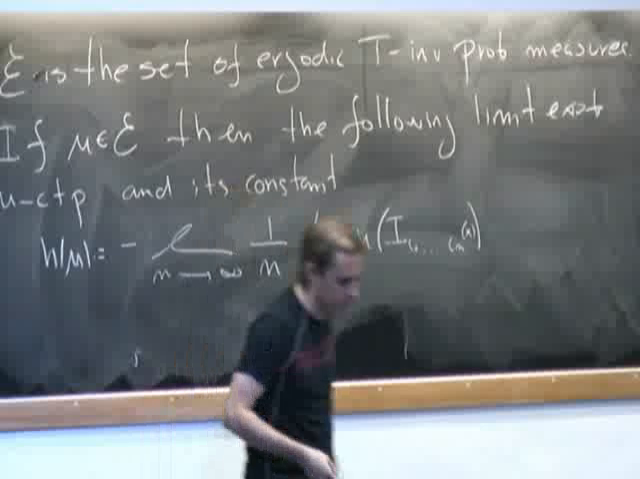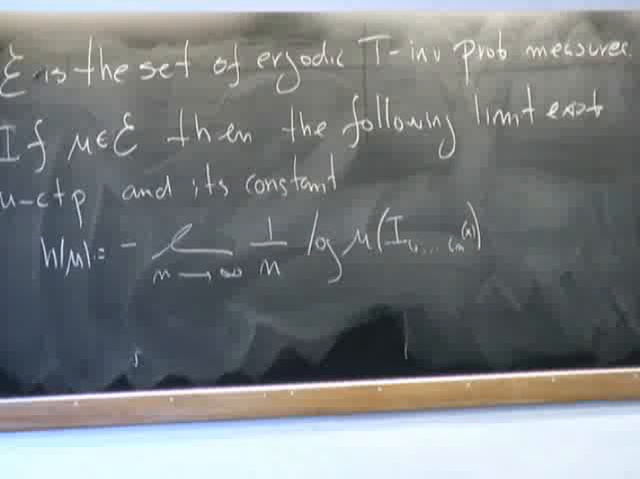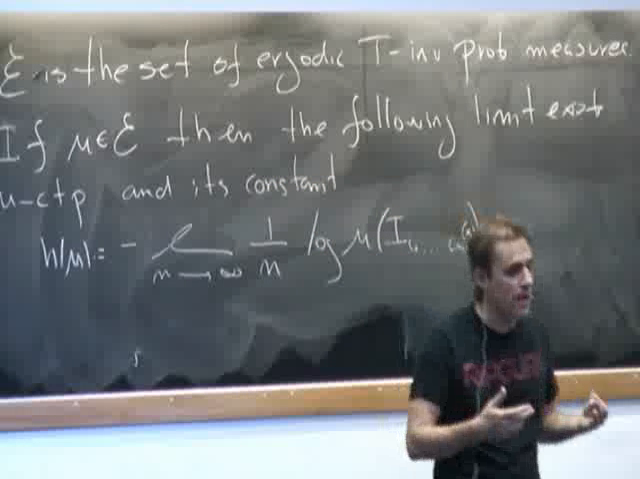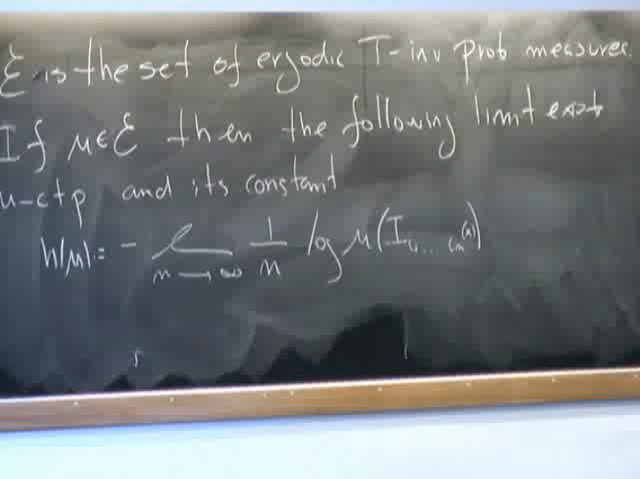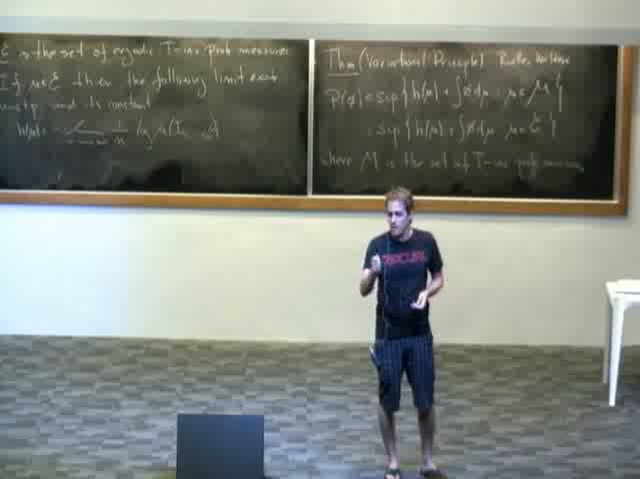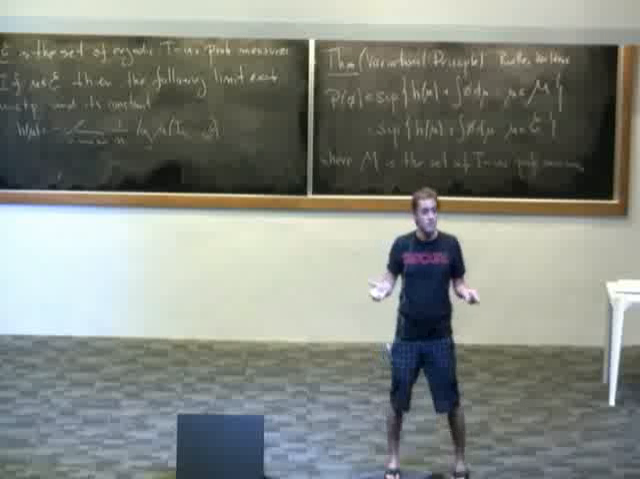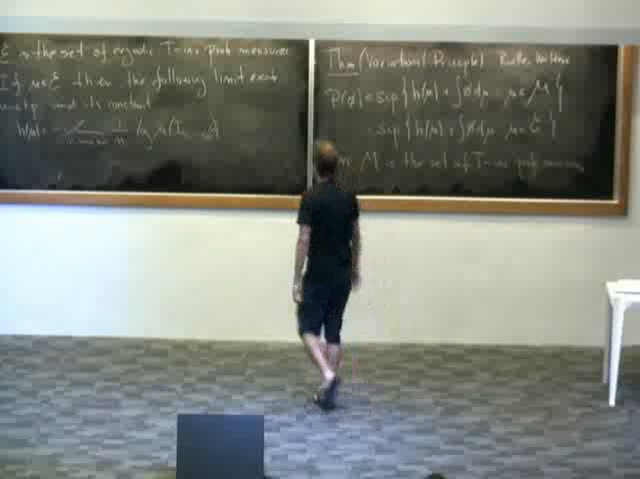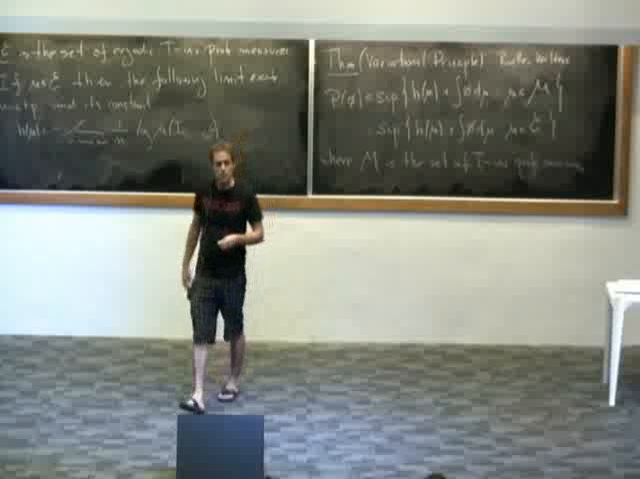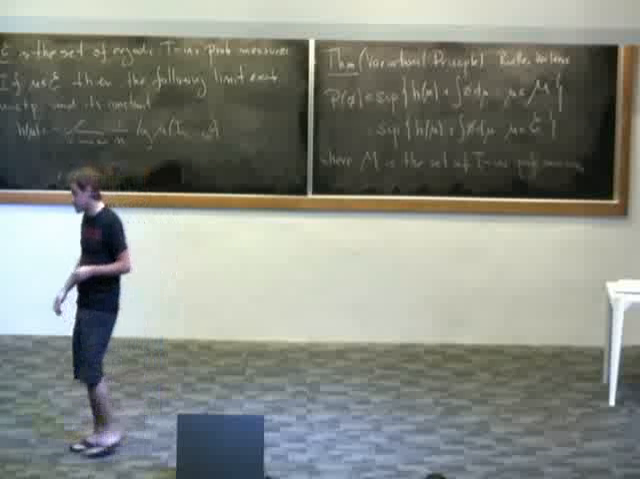What's the idea? You pick up a measure, look at the system through that measure, and this number here is telling you how complicated the system looks when you look at it through that measure. For example, take an atomic measure. Take your atomic measure, look at the system through it, and what you see is nothing but a fixed point, for example. So the system is extremely simple. In that case, this number is 0.